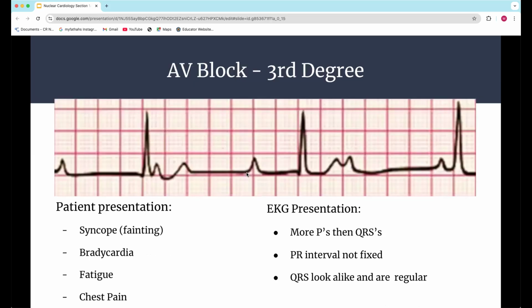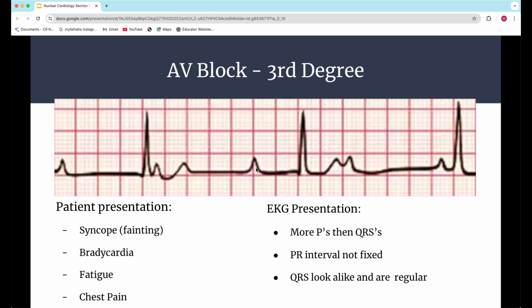Okay, this is the last block we'll talk about. This is third degree AV block. If we do the same thing we've been doing and look for that P wave, we can see we have a P wave here. I don't really see anything else until this QRS here. After this QRS, we have this funny little bump, and then I think a T wave. Which are those two? You're kind of having a hard time identifying.